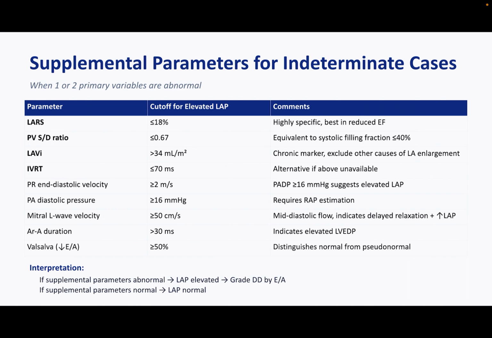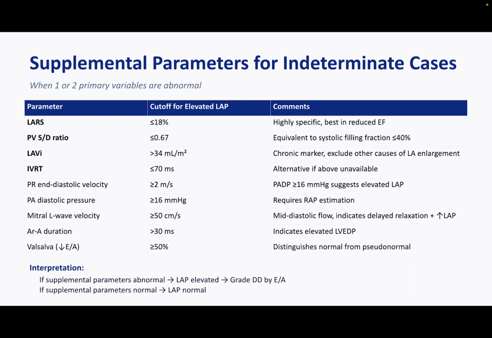Pulmonary vein systolic to diastolic ratio less than 0.67, or systolic filling fraction less than 40%. A strong alternative, but it requires a good pulmonary vein signal. LAVI greater than 34, a chronic marker. Apply exclusions rigorously. IVRT less than 70, useful when other parameters are unavailable. PR end-diastolic velocity greater than 2, or pulmonary arterial diastolic pressure greater than 16, an alternative when TR is inadequate.